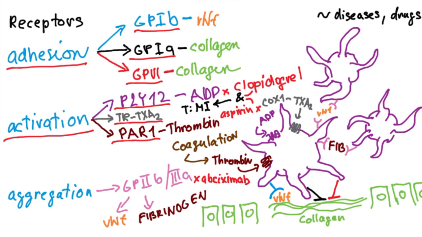Well, and the last process, which is aggregation, is mediated by the GP2B/3A receptor, and this receptor is able to bind free-floating von Willebrand's factor, and not only this, but also free-floating fibrinogen. And we have a special drug which is able to block this receptor in case of massive aggregation, and this drug is called abciximab.